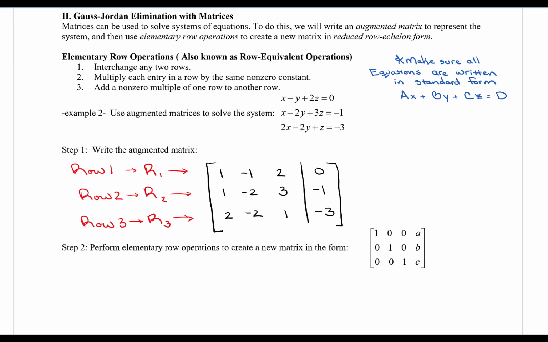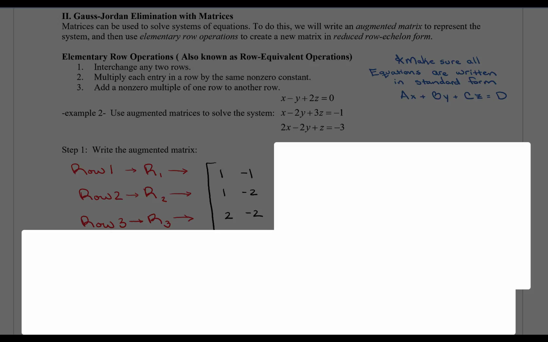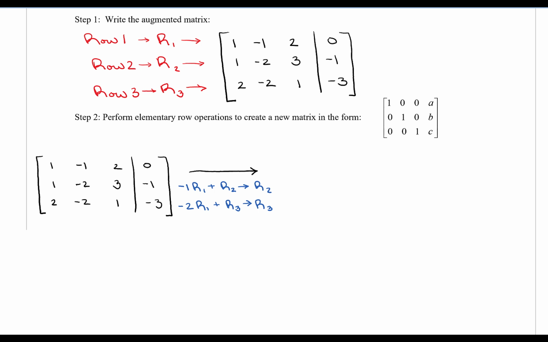In order to do this, the first row operation I'm going to do is I'm going to multiply row 1 by a -1 and then add it to row 2 in order to cancel out the first one that I have at the beginning of row 2.